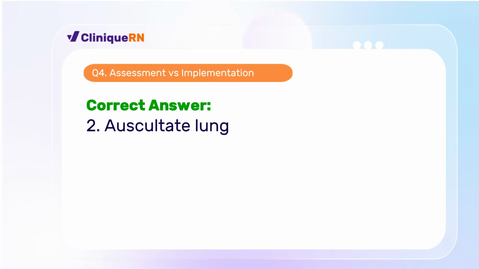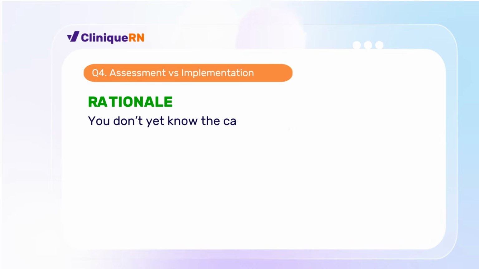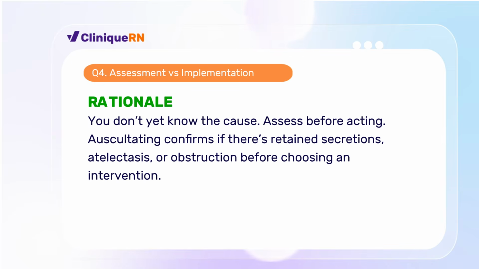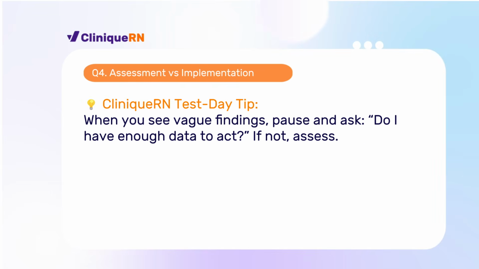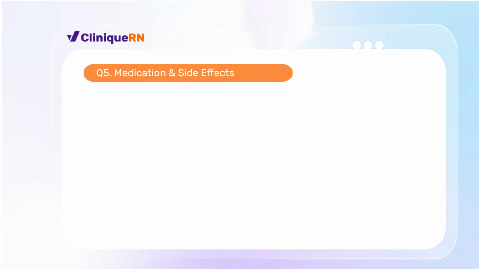The correct answer is 2. Auscultate lung sounds. Rationale. You don't yet know the cause. Assess before acting. Auscultation confirms if there are retained secretions, atelectasis, or obstruction before choosing an intervention. CliniqueRN test day tip. When you see vague findings, pause and ask, do I have enough data to act? If not, assess.